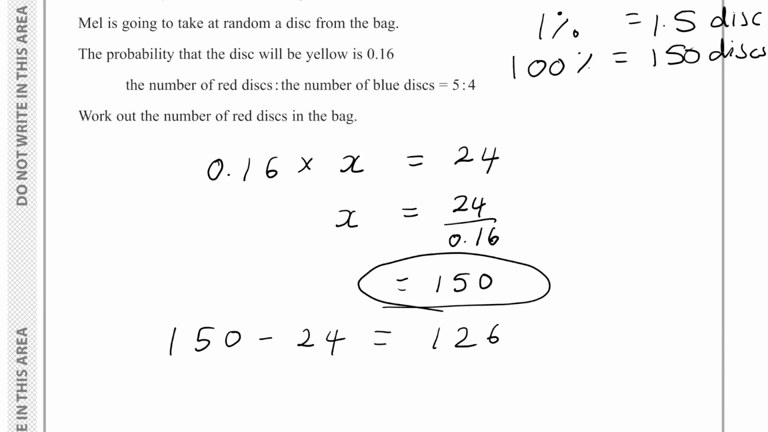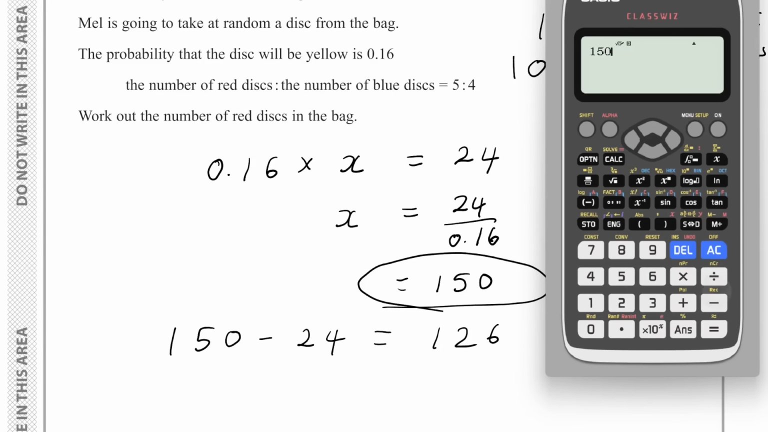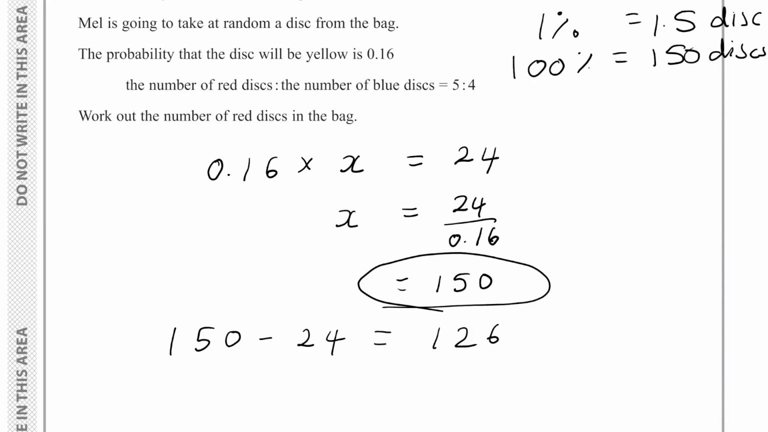Remember to use the calculator. So 150, take away 24 means we've got 126 discs left. They're red and blue.